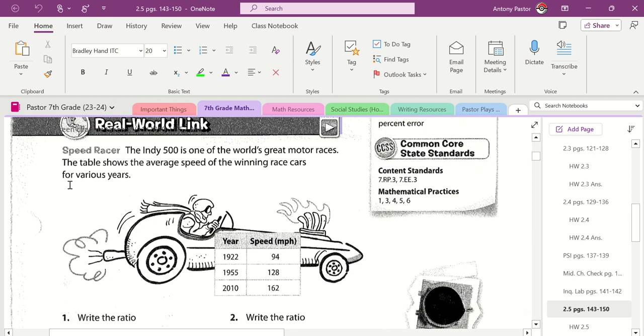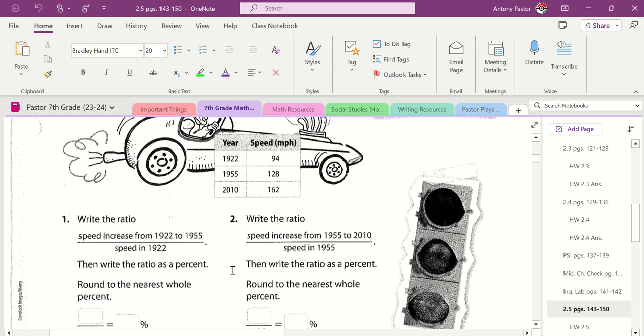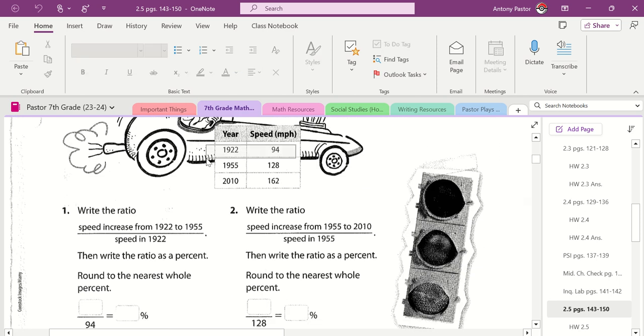So let's start with the real world link here. The Indy 500 is one of the world's great motor races. The table shows the average speed of winning race cars for various years. So in 1922, 94 miles per hour. In 1955, we have 128, and in 2010, 162. Write the ratio. Speed increased from 92 to 95. So how much changed from 92 to 95? So basically we need to find the difference between 94 to 128.